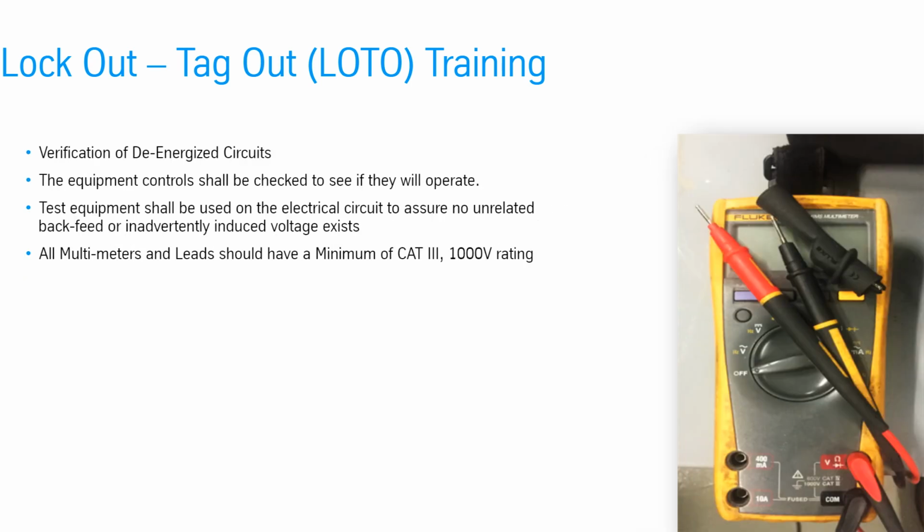Verification of de-energized circuits. The equipment controls shall be checked to see if they will operate. Test equipment shall be used on the electrical circuit to assure no unrelated backfeed or inadvertently induced voltage exists. All multimeters and leads should have a minimum of Cat 3, 1000 volts rating.